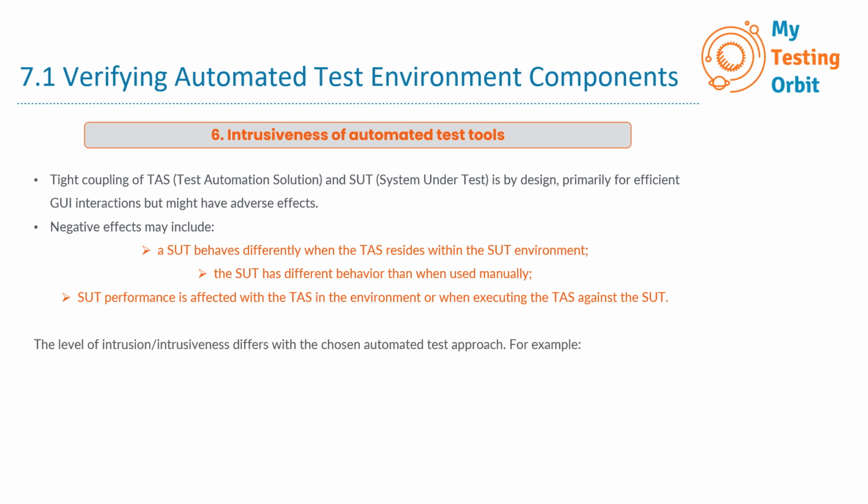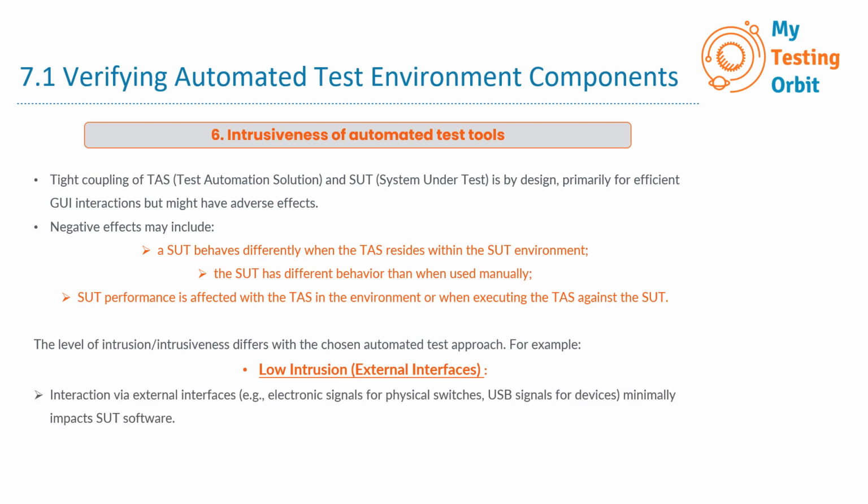Okay, moving on to the next point, the level of intrusiveness differs with the chosen automated test approach. So different automated test methods affect the system in different ways. Some minimally disturb it, while others can seriously disrupt its operation. So let's see examples of all of them. The first one is the low intrusion.